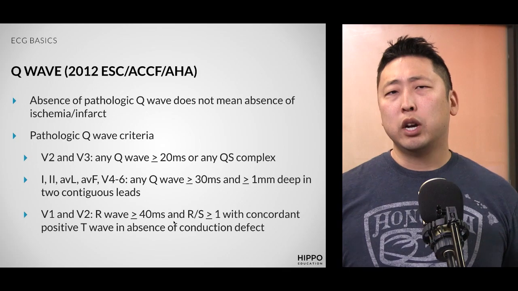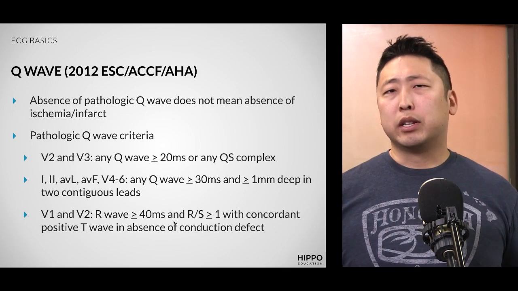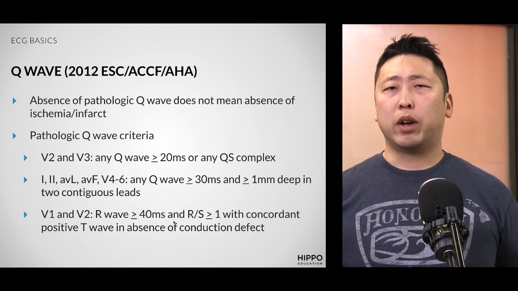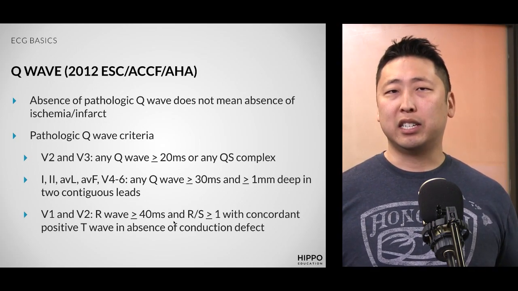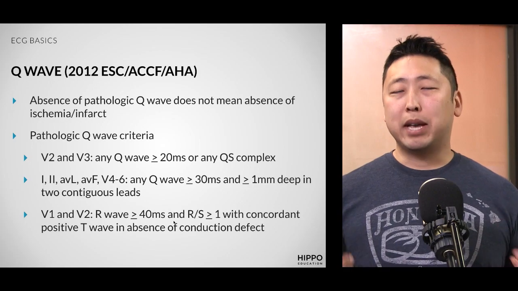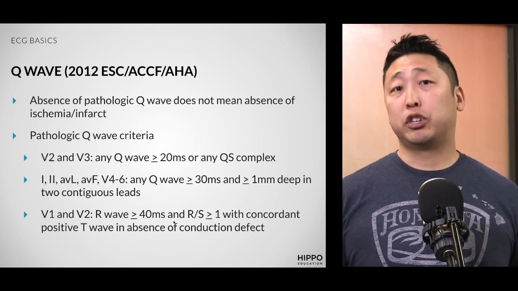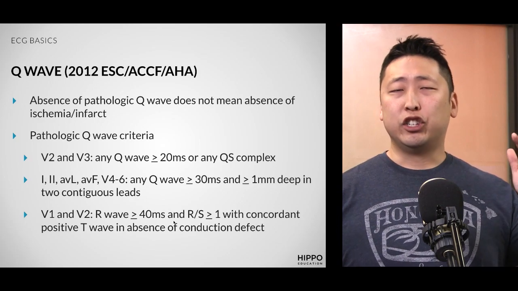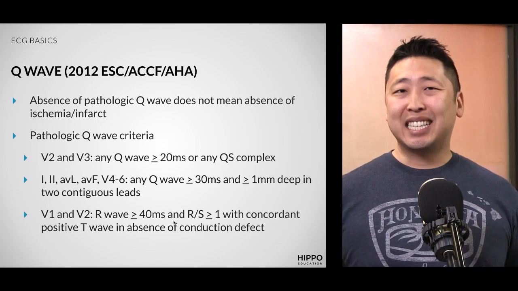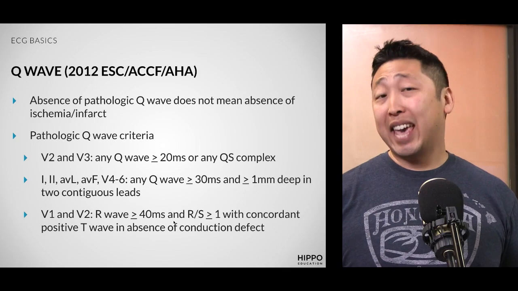V1 and V2, if the R wave is at least 40 milliseconds with an R to S wave ratio at least 1 with a concurrent positive T wave in the absence of conduction defect, whew, that's a mouthful. That's basically saying, are you concerned about a posterior MI? And we'll see some examples of that. But in general, if you have an isolated Q wave in lead 3, that can be normal.